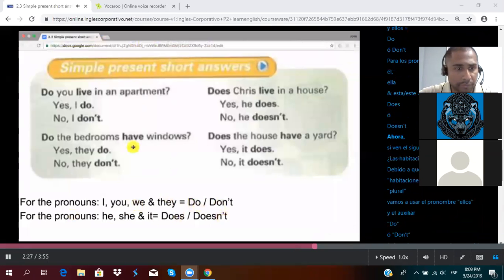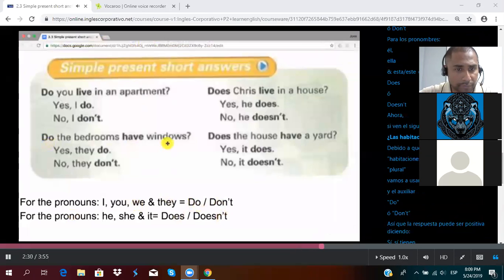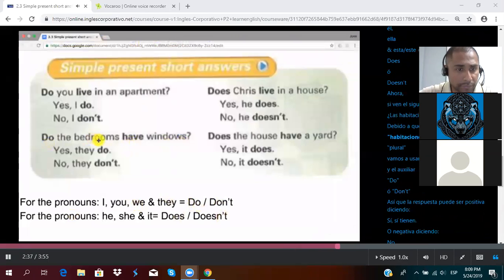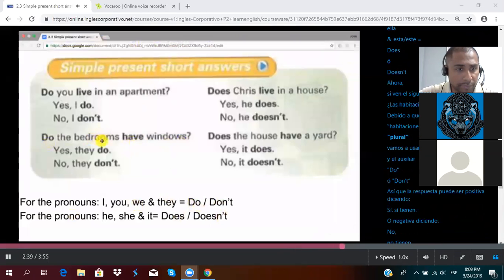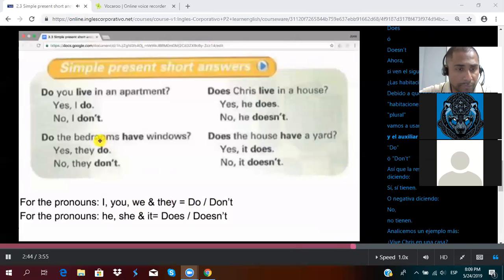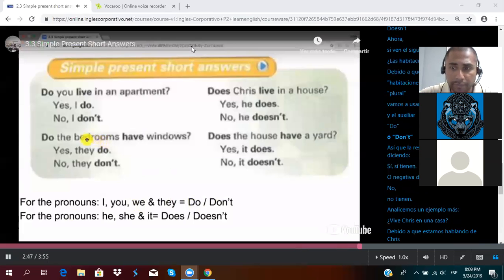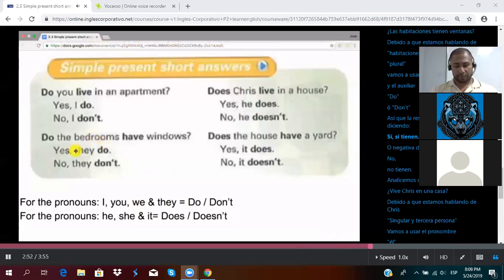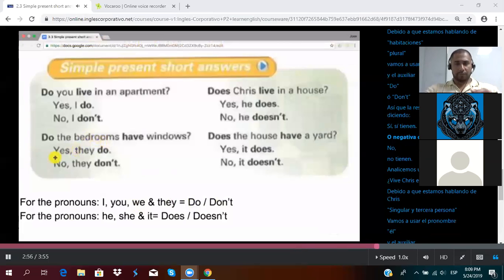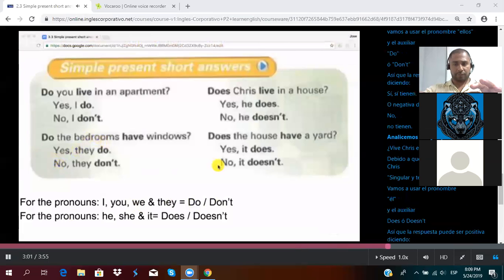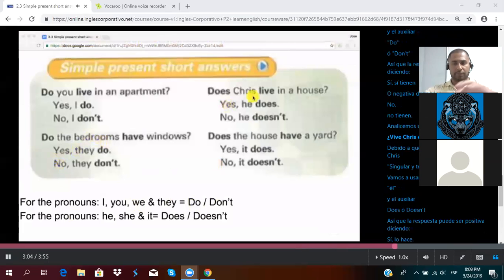Now, if you see the example, do the bedrooms have windows? Because we're talking about bedrooms, plural, we're going to use the pronoun they and the auxiliary do or don't. So the answer can be positive by saying, yes, they do, or negative by saying, no, they don't. Let's analyze one more example. Does Chris live in a house?